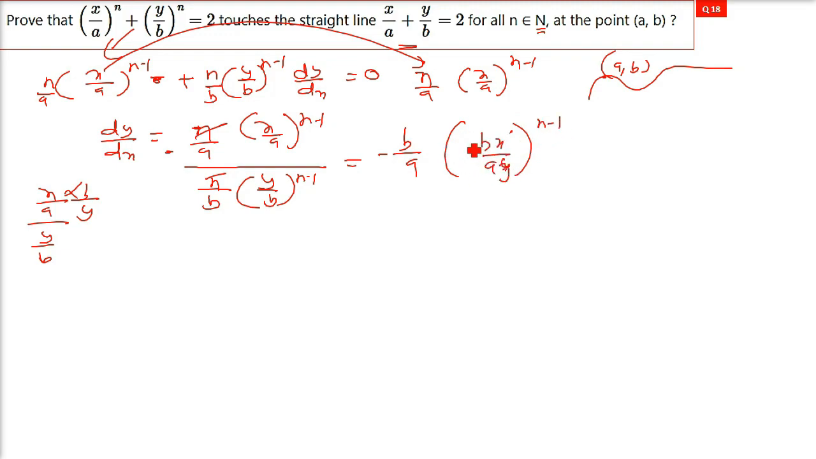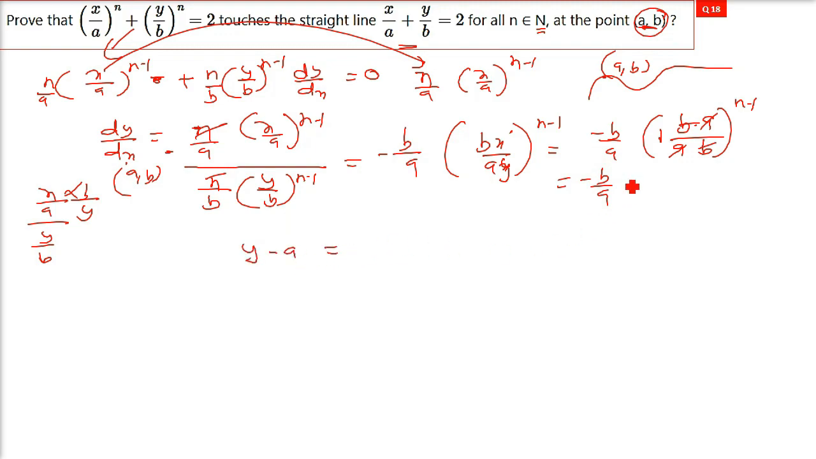Now you don't have to go beyond that or solve it, because the a and b points are already given. Just replace x by a, y by b. I'm replacing a and b in place of x and y. So what do you get? The a and b get cancelled, and 1 raised to anything will be 1 only. So minus b by a will remain. So this is your dy by dx. This is the slope of the equation.